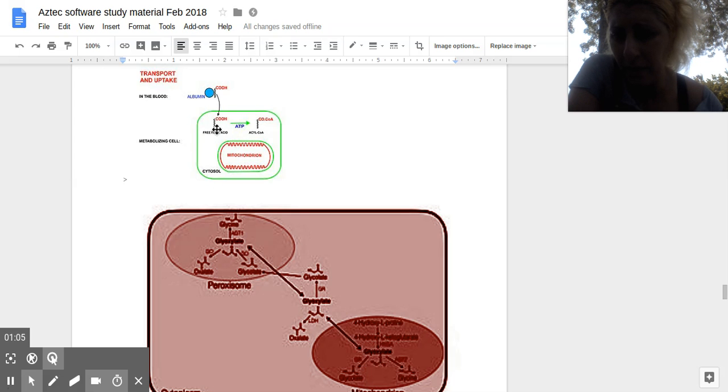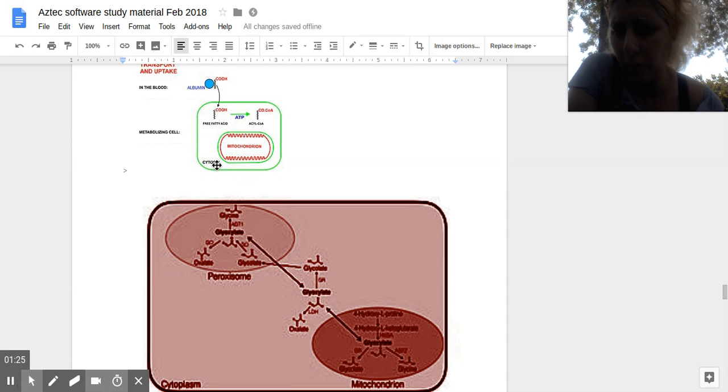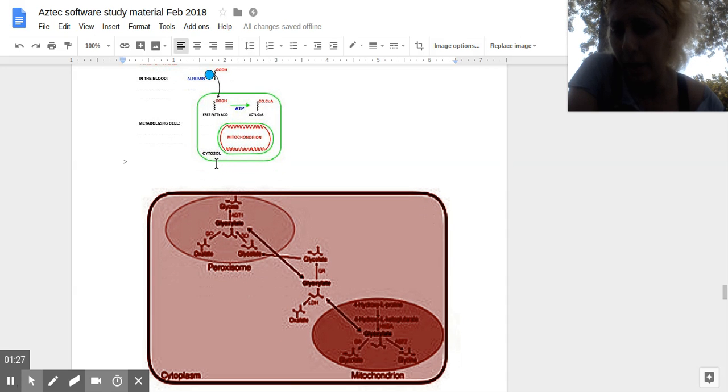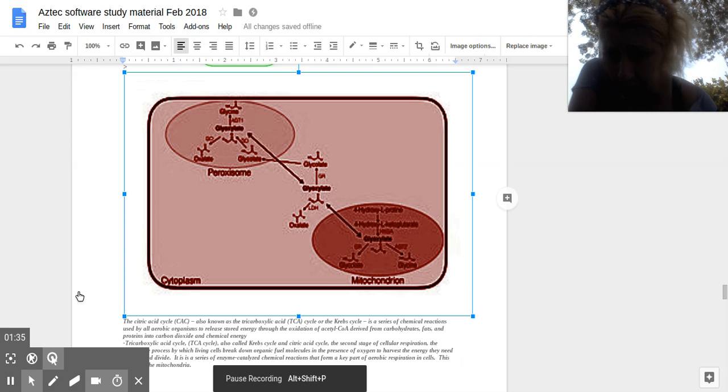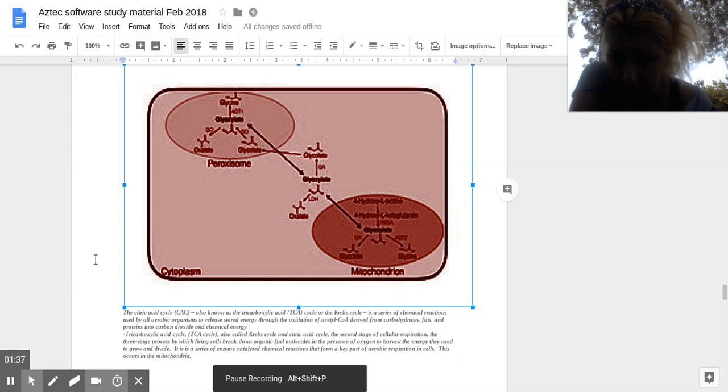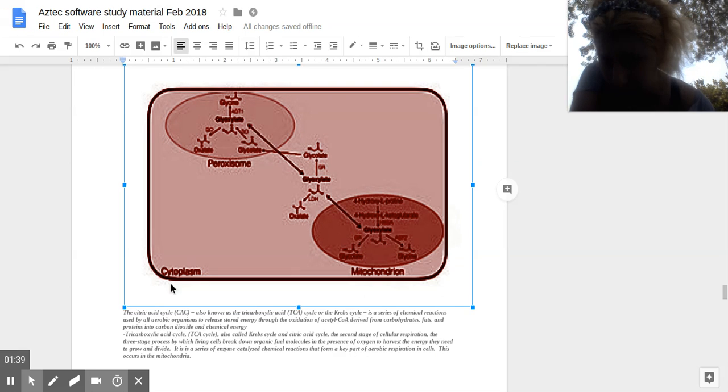Here you can see a fatty acid molecule, via ATP usage or energy, is converted into acetyl-CoA, and in the cytosol and the mitochondria, it can be converted to other carbohydrate molecules such as glucose. So acetyl-CoA is derived from carbohydrates, fats, and proteins.